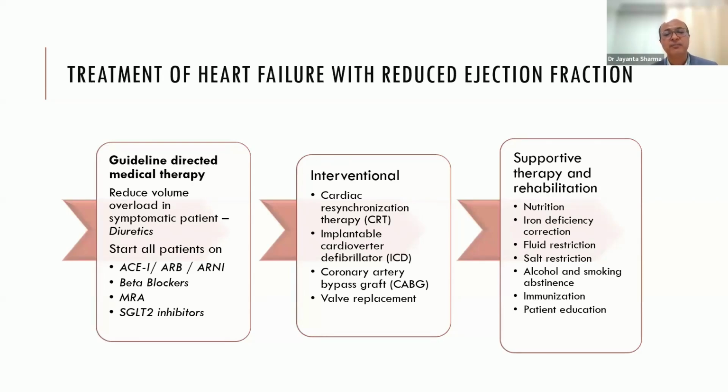Our first approach should be to reduce the volume overload in symptomatic patients. The drug of choice is diuretics. What are the diuretics? Loop diuretics. Either injection Lasix or injection torsemide is our drug of choice.